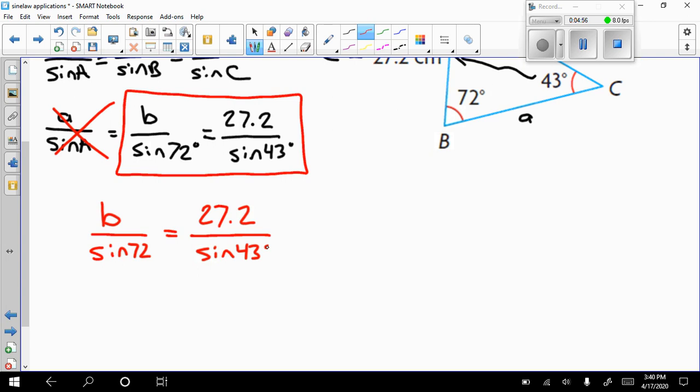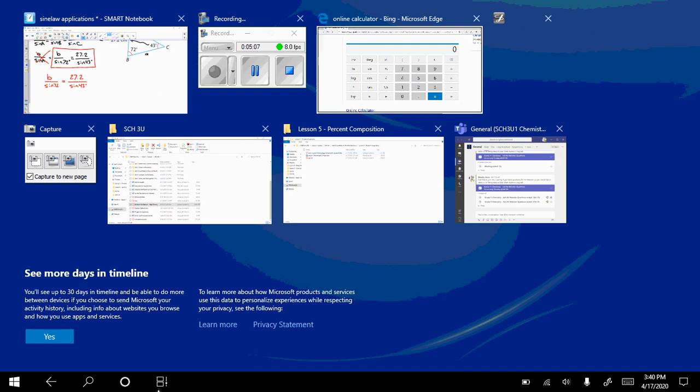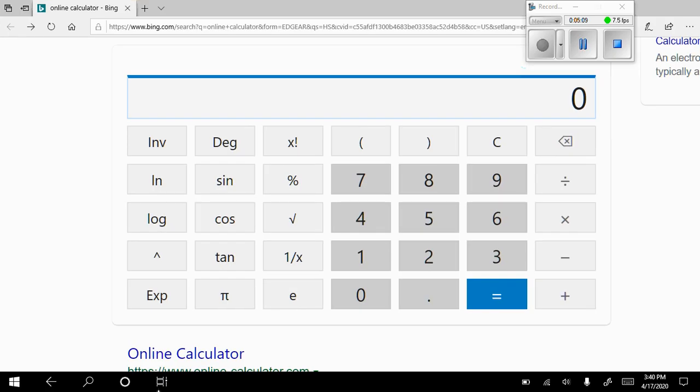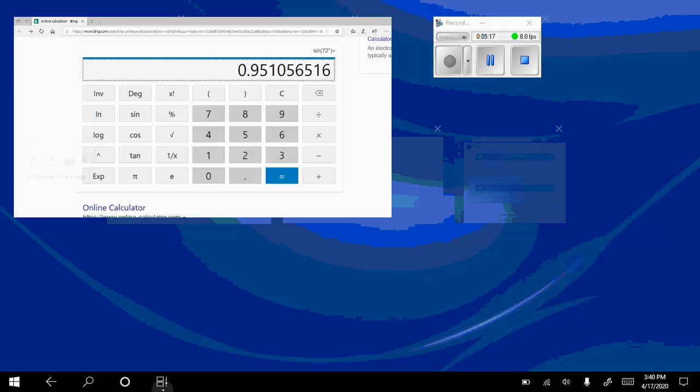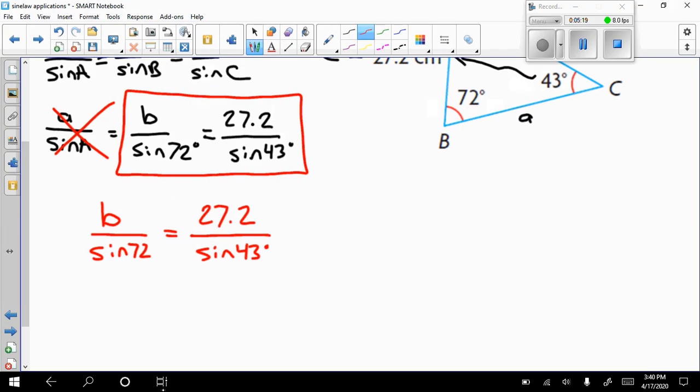Well, first of all, I'm going to evaluate these sine 72 and sine 43. I'd like to replace them by a number. So I'm going to go to my calculator, make sure I'm in degree mode, and I'm going to hit sine of 72, and it equals 0.951.